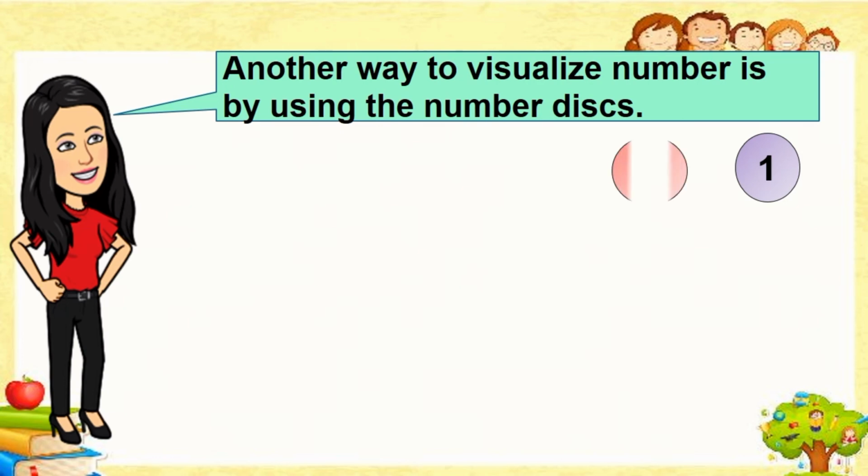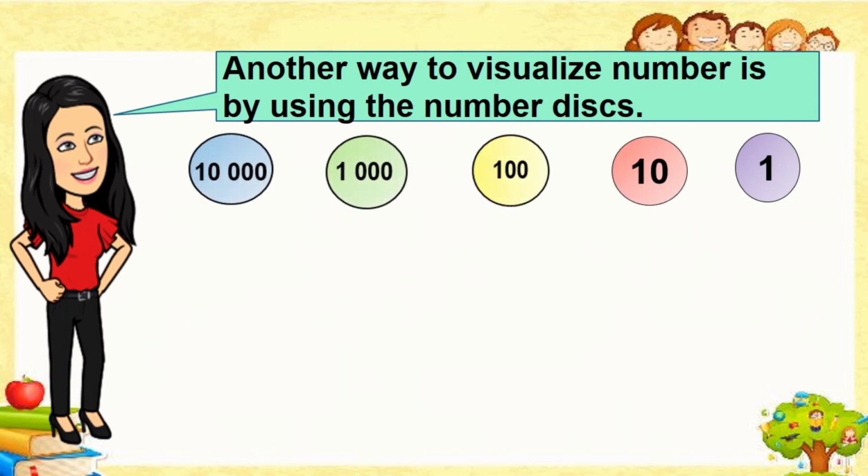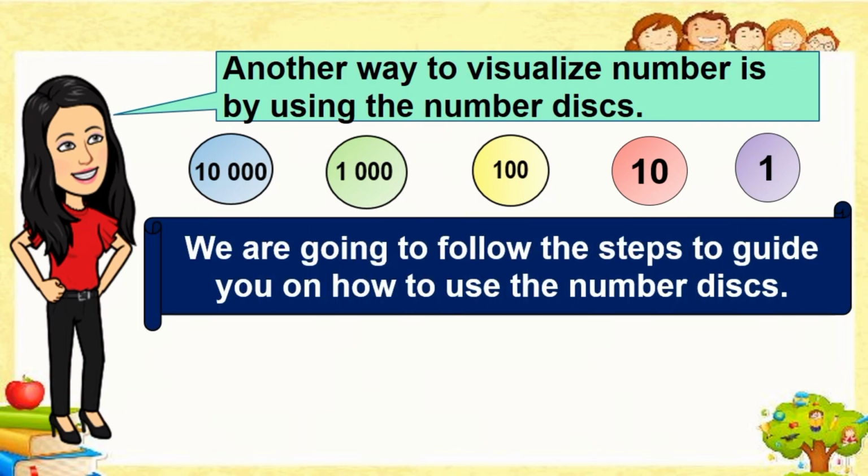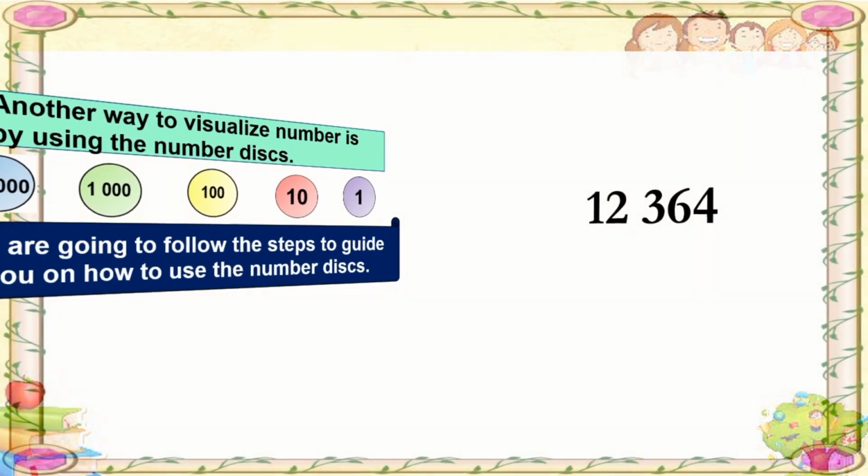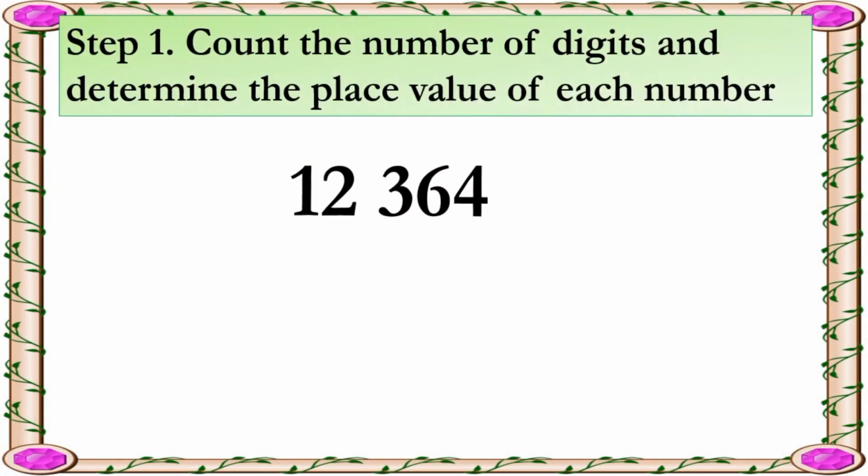Another way to visualize number is by using the number discs. And these are 1, 10, 100, 1,000, and 10,000. We are going to follow the steps to guide you on how to use the number discs. Step 1. Count the number of digits in the number. Let us count. 1, 2, 3, 4, 5.